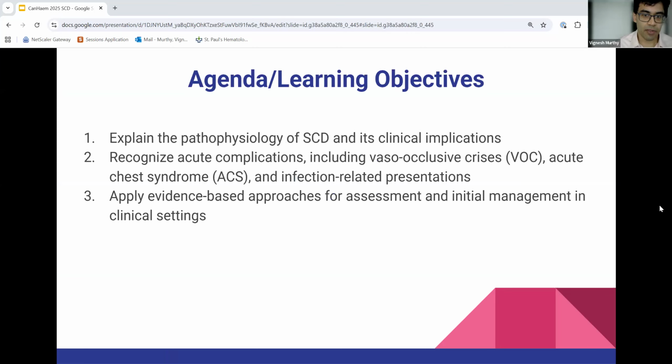And so here's the agenda for the day. The talk is really divided into two halves, but it's more like 1/3, 2/3. The first third will be discussing the pathophysiology of sickle cell disease and its clinical implications. And then the latter 2/3 will be covering the acute complications, specifically vaso-occlusive crises, acute chest syndrome, and infection-related presentations. And throughout, we'll be incorporating evidence-based approaches for assessment and initial management.